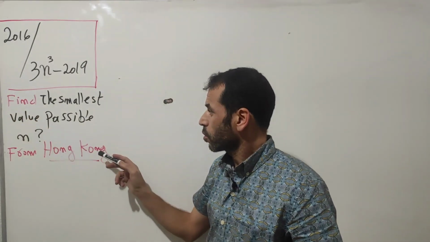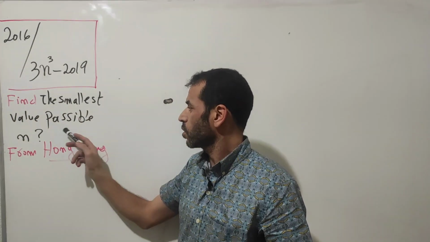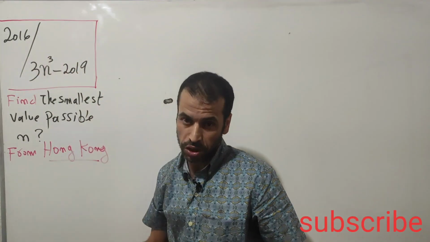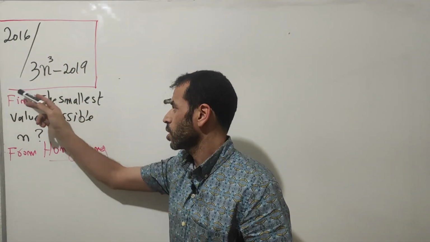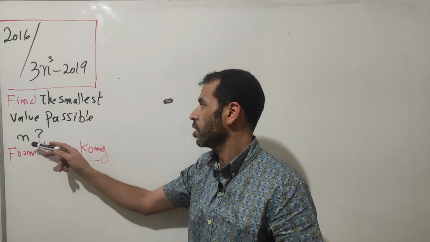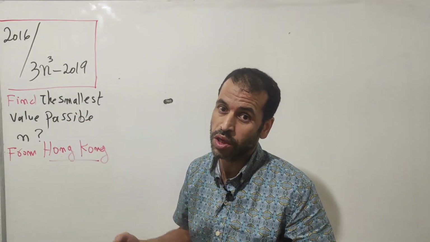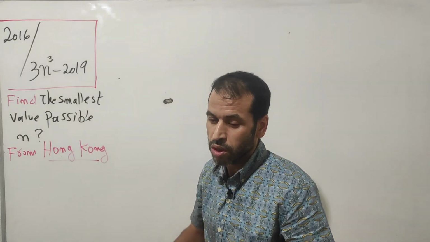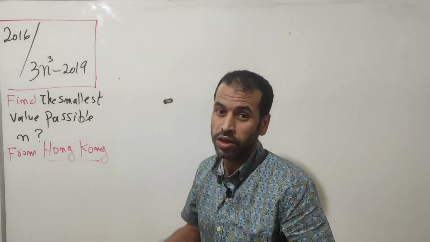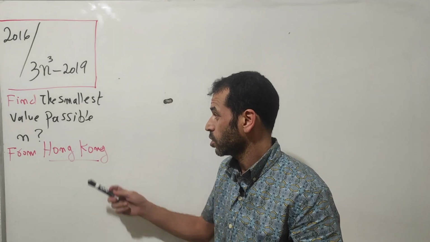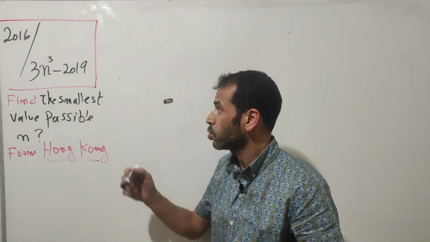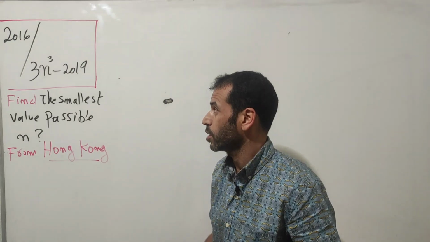So the question: find the smallest possible value of n which verifies this condition. Since it asks for the smallest value of n, there are bigger values as well, but we are not going to find all the solutions, because maybe there are infinitely many. Once we find the smallest value, we are going to stop. I'm going to go step by step, explaining all the details.